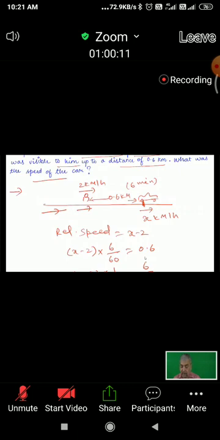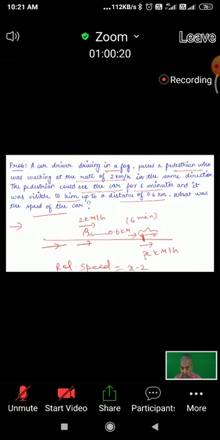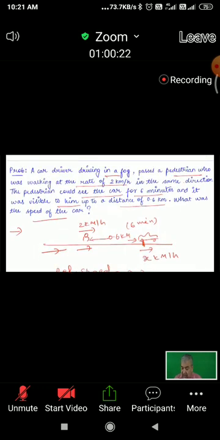The pedestrian is moving with the speed of 2 km per hour and the car comes from behind and moves ahead. So obviously the car has gained 0.6 kilometer with relative speed, because the pedestrian is also moving, and the car has gained 0.6 kilometer in 6 minutes. Suppose the speed of the car is x kilometer per hour.